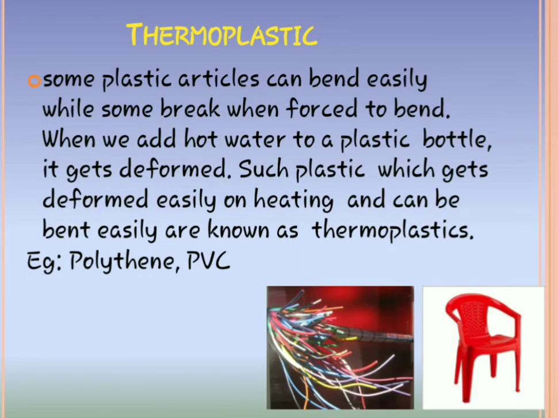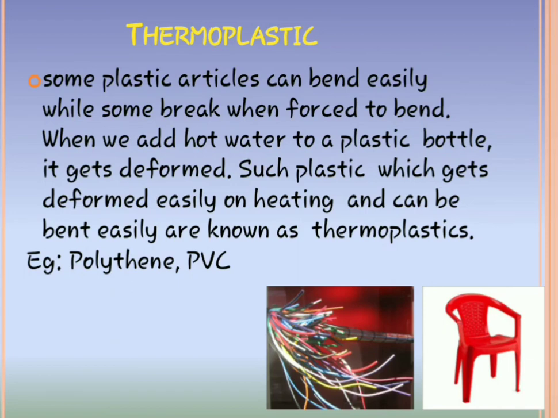The first one is thermoplastic. See here, some plastic particles can bend easily, while some break when forced to bend. When we add hot water to a plastic bottle, it gets deformed. Deformed means change the shape. Such plastics, which can be deformed easily by heating or bending, are called thermoplastics. They are soft plastics. You can bend, break, and melt them. Examples are polythene, PVC, all these plastics.